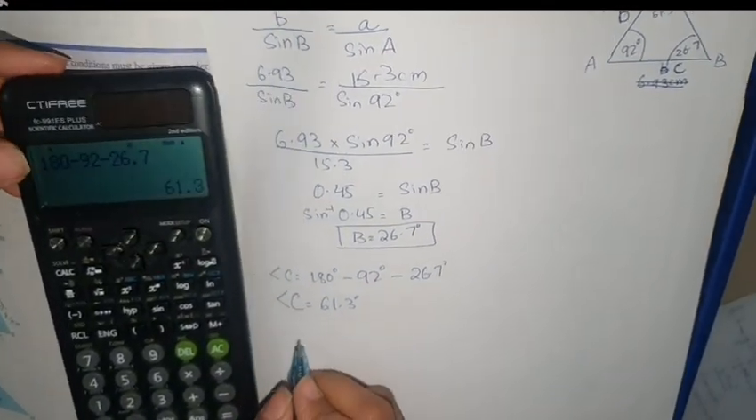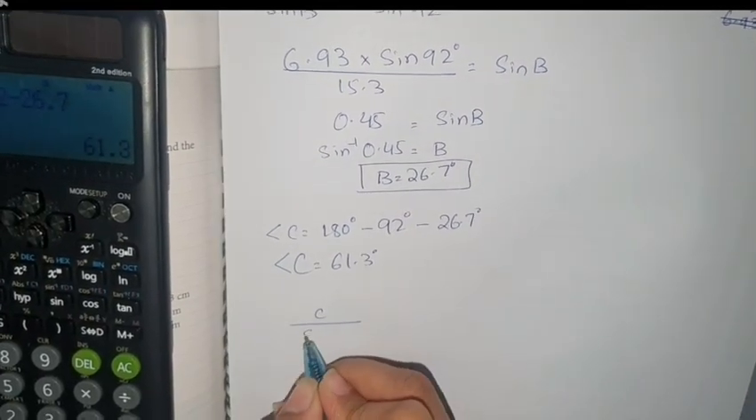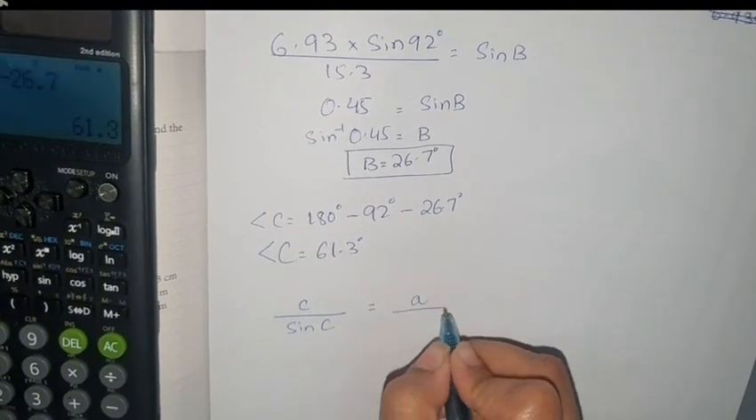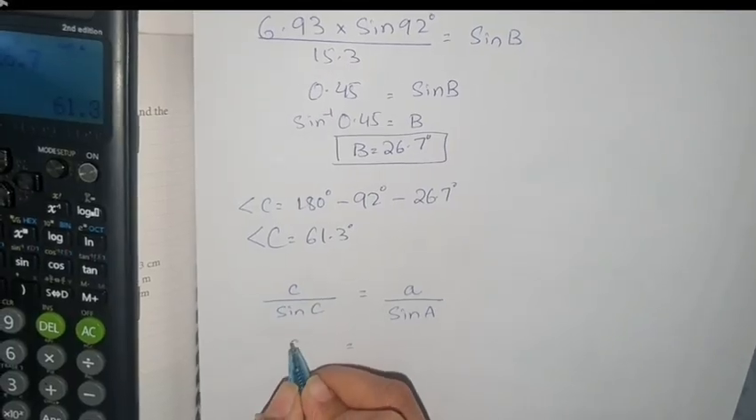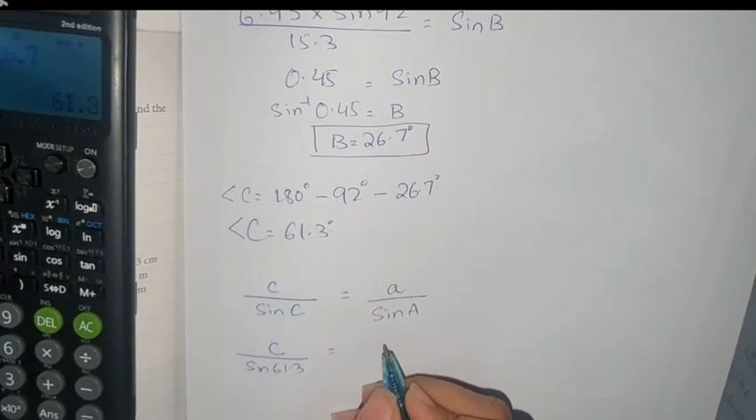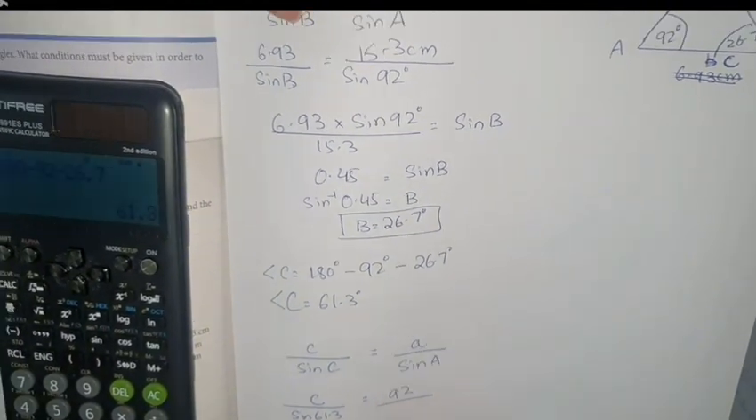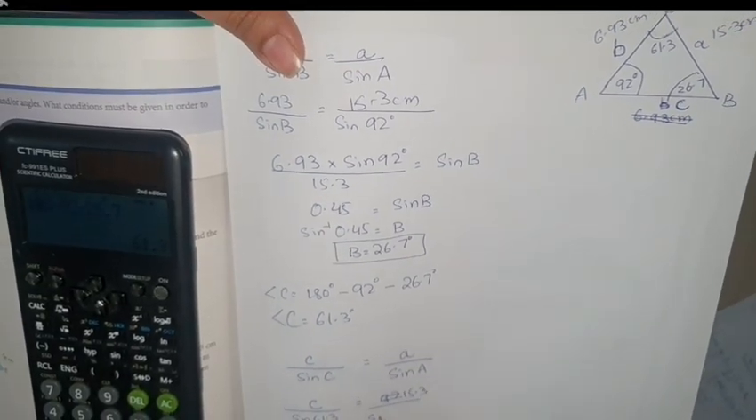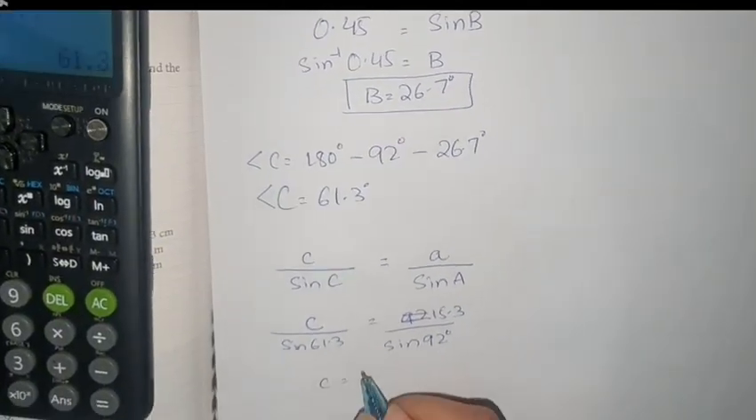So how can we find out side C? Again we have to compare. C upon sine C is equal to, now I am taking A upon sine A. You can also take B upon sine B. C we don't know. Sine C is sine 61.3. A we know, angle A is 92 degrees. Side A is 15.3 and this is sine 92 degrees. Now make C the subject.